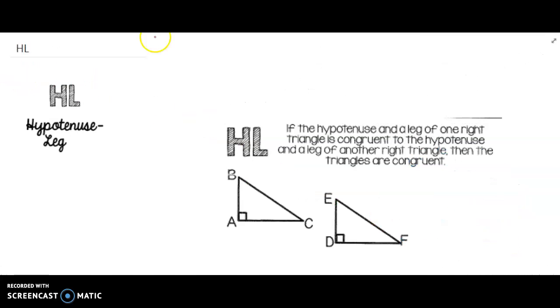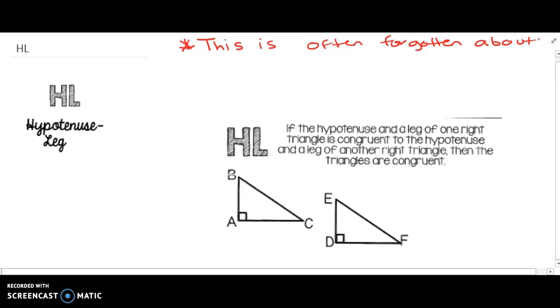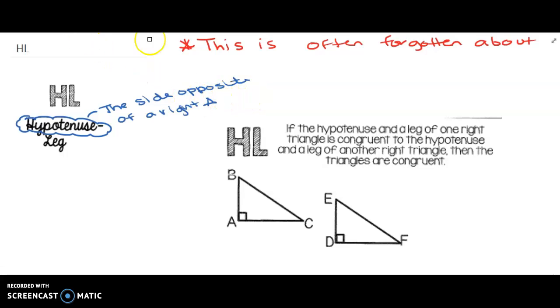All right, the hypotenuse leg congruence theorem. Now, I do want to warn you that this is often forgotten about. Okay, this is the theorem everyone seems to forget, and I think it's because all the other ones have angles and sides in it. This isn't an angle and a side, this is a hypotenuse and a leg, which really are two sides. And remember, the definition of a hypotenuse is the side opposite of a right angle in a right triangle.